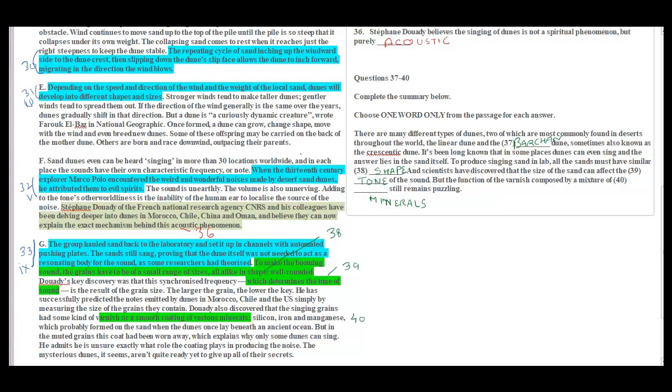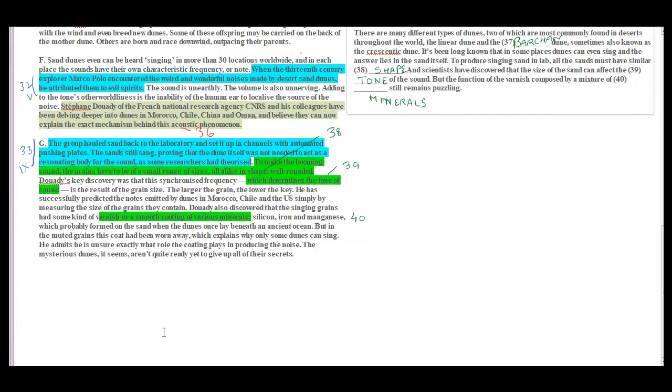And the last one, moving on to the last question, you will find the hint over here: the function of the varnish, how this varnish is formed, that it is composed of a mixture of minerals. So Dowdy also discovered that the singing grains had some kind of varnish. He found that these sand grains have some kind of varnish or smooth coating of various minerals. Minerals are like silicon, iron, manganese. So directly the hint is given and the answer is mineral.